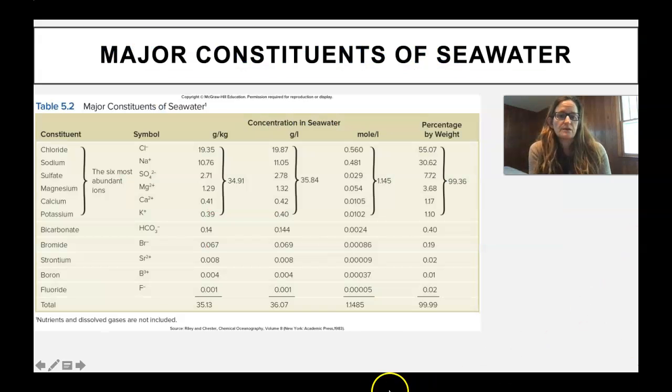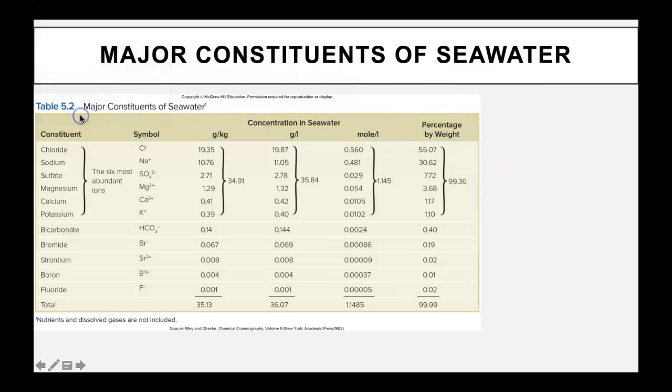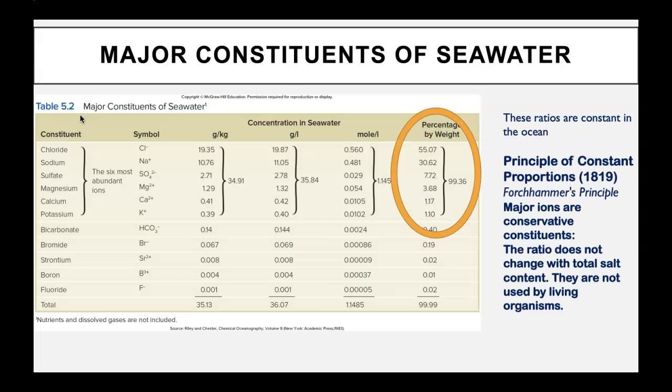This is a chart of the major constituents of seawater. I'm going to move my face out of the way here. I'm going to turn it off. The major constituents of seawater. So the top 6 most abundant ions in the ocean basins: chloride, sodium, sulfate, magnesium, calcium, and potassium. These make up 99% of the dissolved ions in seawater. The other 6 ions that round out the almost 100% would be the bicarbonate ion complex: bromide, strontium, boron, and fluoride.